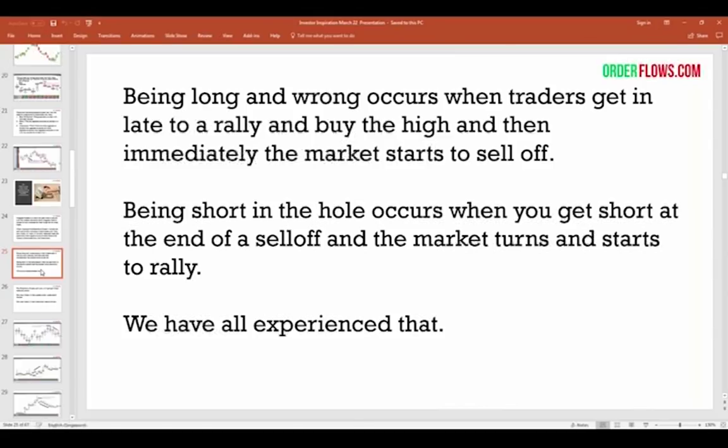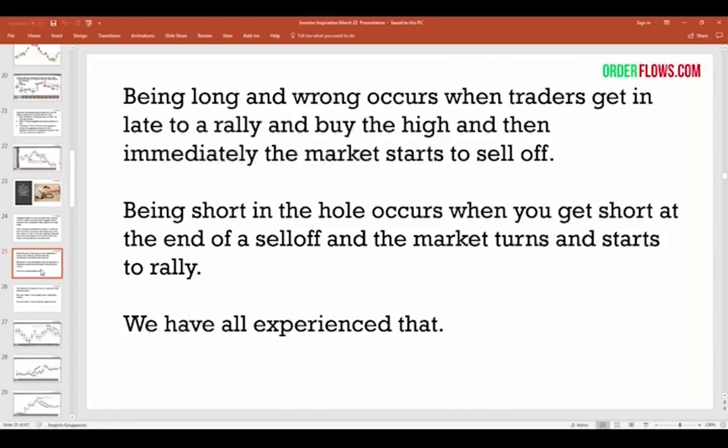Being short in the hole is the opposite of long and wrong. Being short in the hole is when you get short at the end of a sell-off, basically, and the market turns and starts to rally. The market breaks out, it's selling off, and sometimes you get really excited, like, oh my gosh, I don't want to miss this move, fear of missing out, FOMO, for you Bitcoin guys, and you get in. And unfortunately, the time you get in is too late, and the market hits its bottom shortly after you get into your position, or just after, and then the market starts to rally.